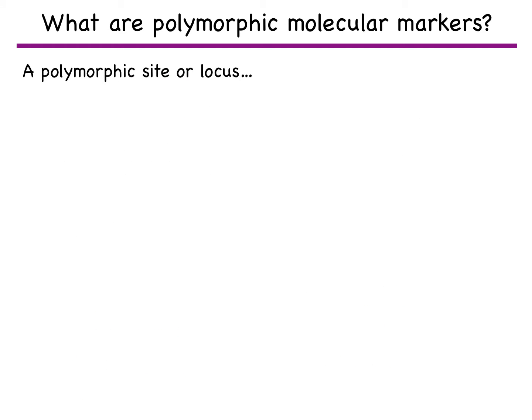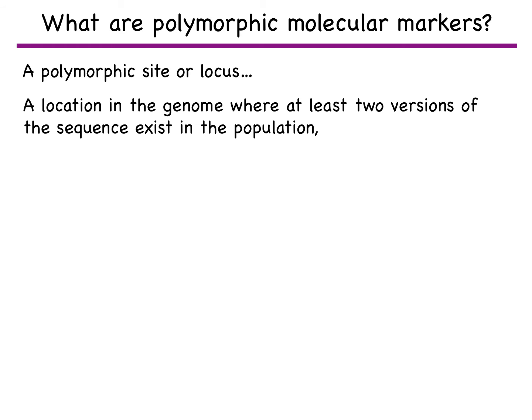So let's just define what a polymorphic marker is. A polymorphic site or locus is just simply a location in the genome where at least two different versions of the sequence exist in the population, each at a frequency of at least 1%. And the reason why we put this threshold of 1% on here is because if the frequency of the variation is much less than 1%, it actually doesn't end up being very useful in mapping, because in most cases, when you look at that site, most people are going to have the same sequence there. So you need to have variation at these sites you're using as markers for mapping to really detect whether there's linkage to the trait of interest.